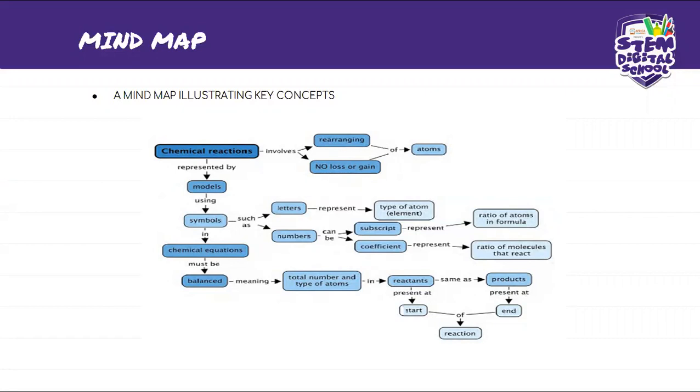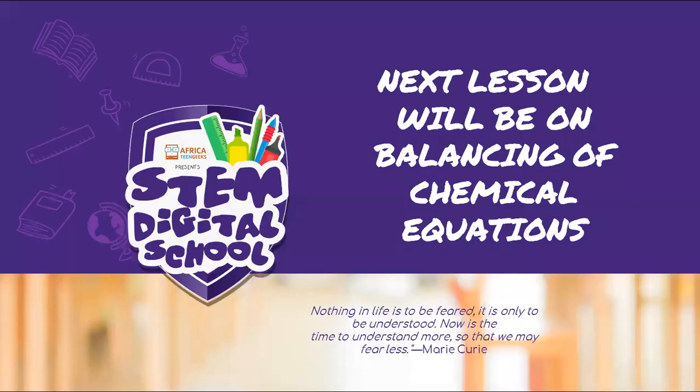Now, when we're looking at balancing, the total number and types of atoms in the reactants should be the same as those in the products. So that is from the start to the end of the reaction. All right. That is the end of the lesson.